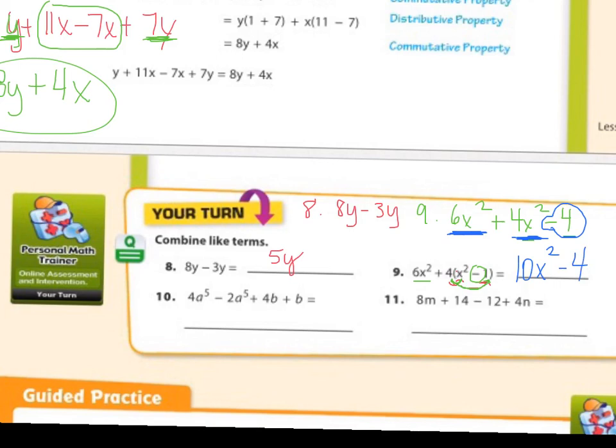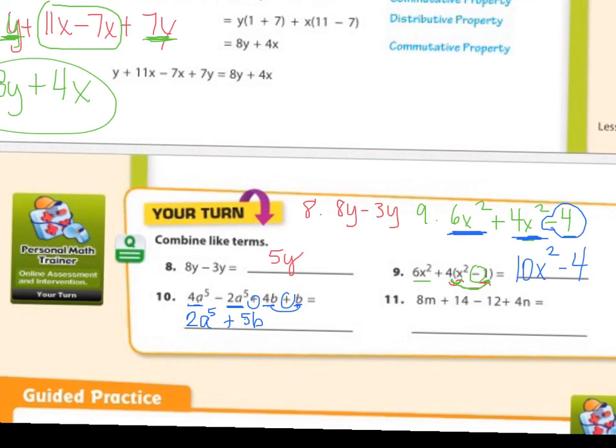Number 10 is a little bit easier. a to the 5th power, there's 4 of those here, and we're subtracting 2 a to the 5th powers. So 4 minus 2 is 2, and then you just leave that variable alone with the exponent. You don't add or subtract those. Now here we have 4 b's, and we're going to add a b to that. So that together is 5 b's. Everything's positive, plus 5b.